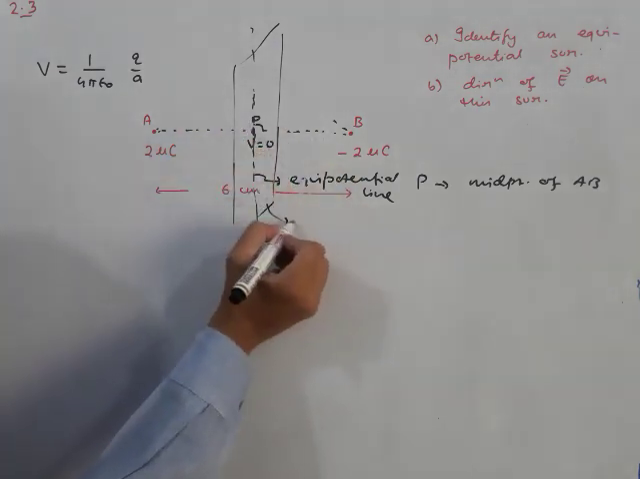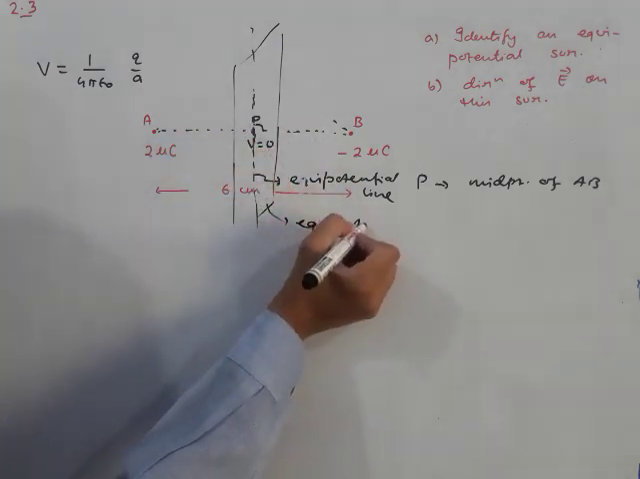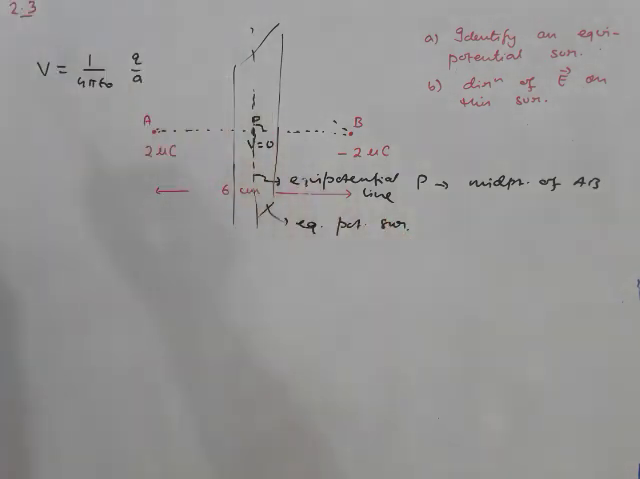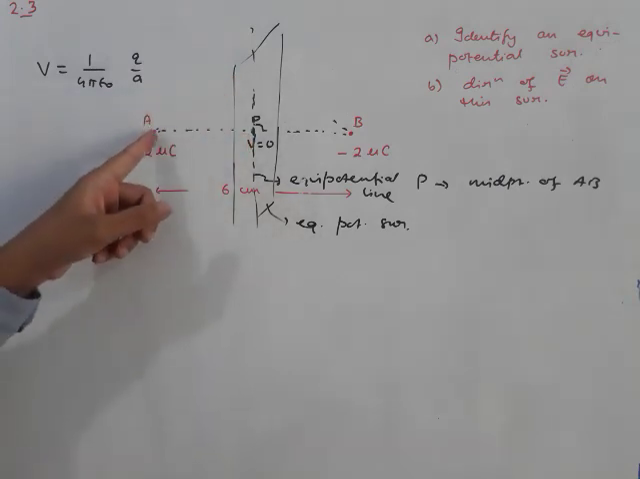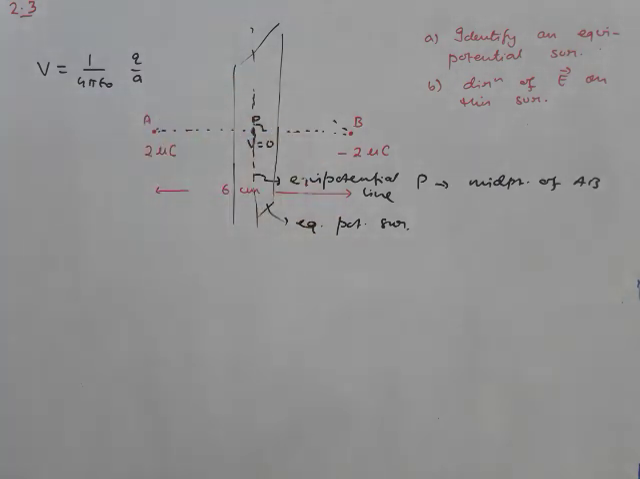So this is our equipotential surface. At all the points on this surface or on this plane, the distance of any point on this plane will be the same from A and B, therefore potential will be 0. And since all the points have the same potential, that's why it will be an equipotential surface.